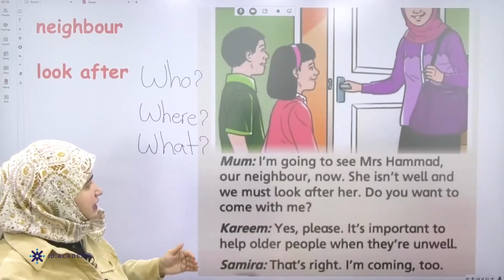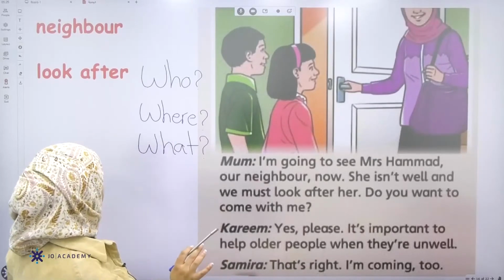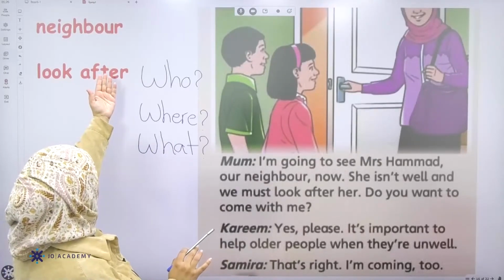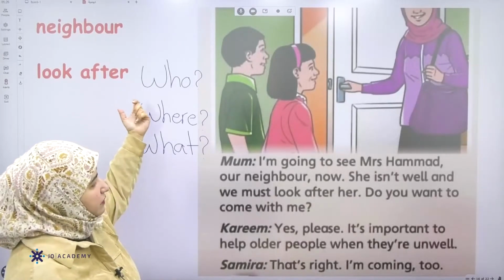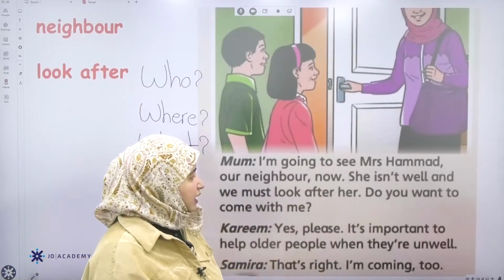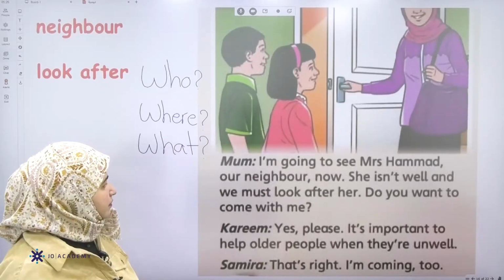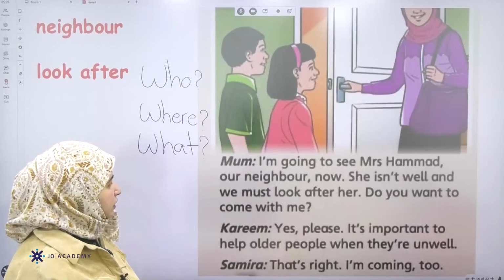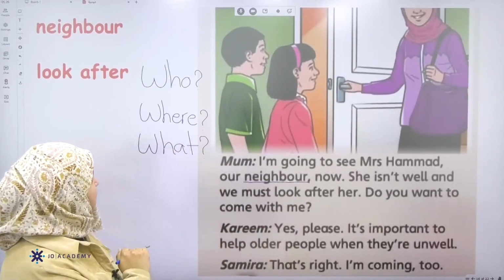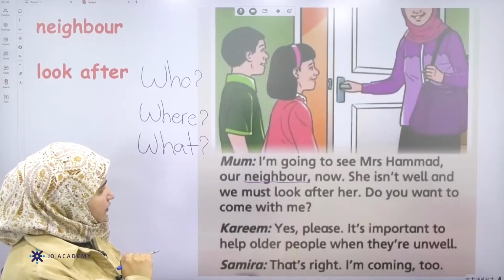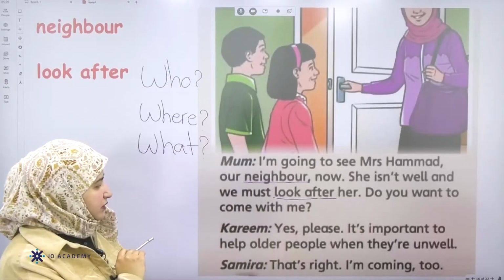Use your pencil or a color or a highlighter and try to find the words neighbor and look after, and highlight them or underline them, نحط تحتيهم خط. Okay, try to read it alone. Yes, neighbor, the first one, and where is the word look after? Yes, excellent. Look after, okay?